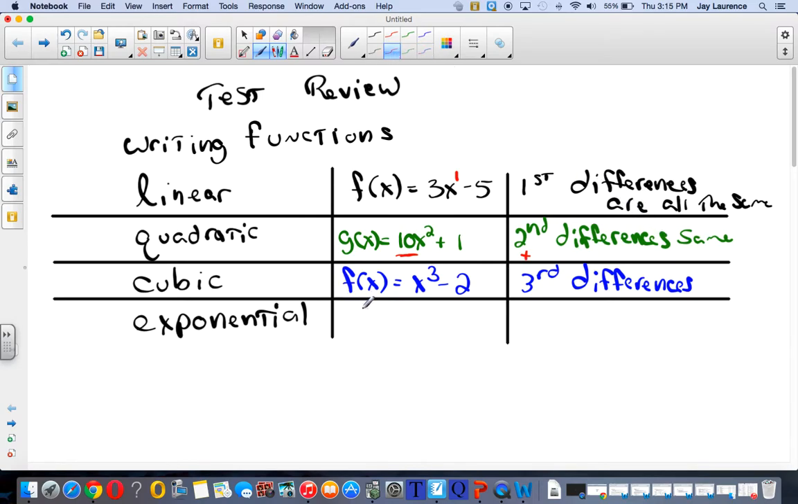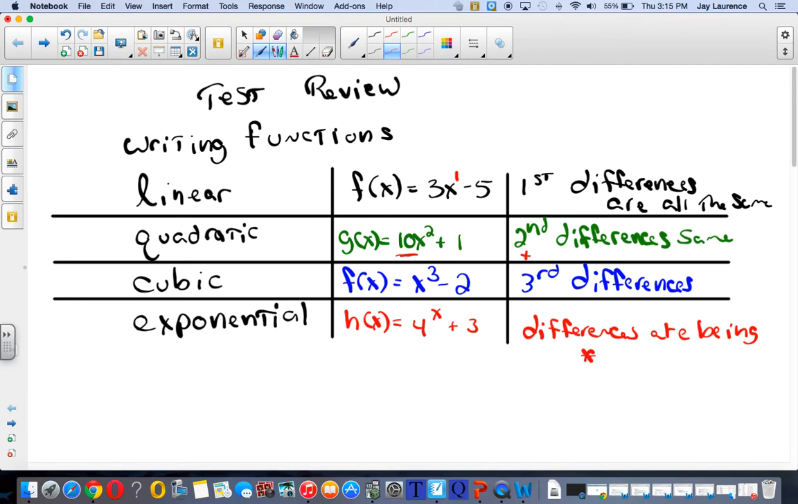All right, and then exponential, that's the one that gave some of you some trouble. Exponential might be like h of x equals 4 to the power x. And we know something is exponential because the differences are being multiplied, right? The differences are being multiplied.